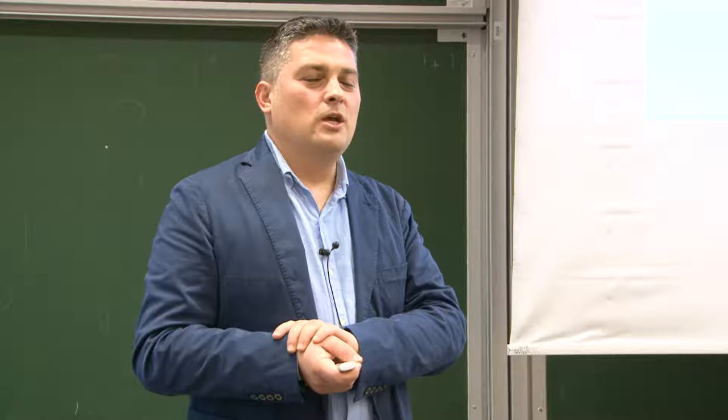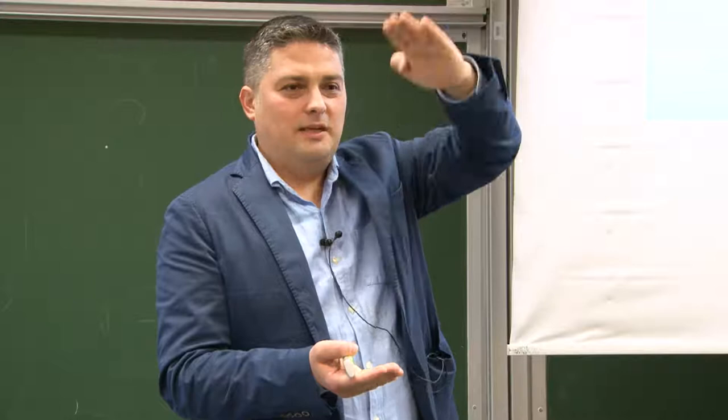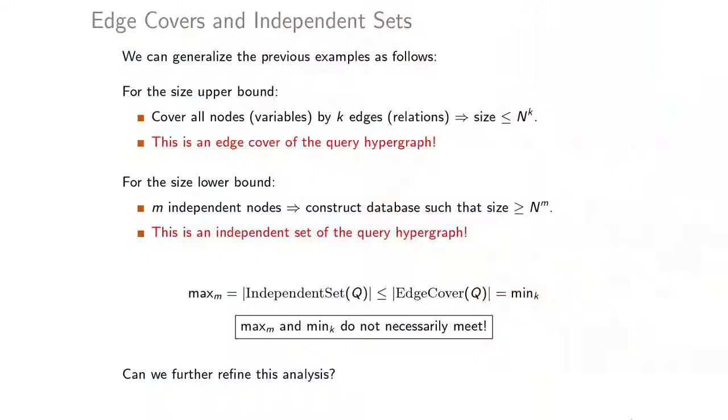So in fact, what we played with here was coming from above with an edge cover and coming from below with an independent set. We wanted to minimize this and maximize that, and we wanted them to meet. But if you think about it, the maximum independent set is not necessarily the same as the minimum edge cover number. There is a gap, and this is well known in graph theory. This is for the case where these numbers are natural numbers. If we take fractional versions of them, then they might meet.